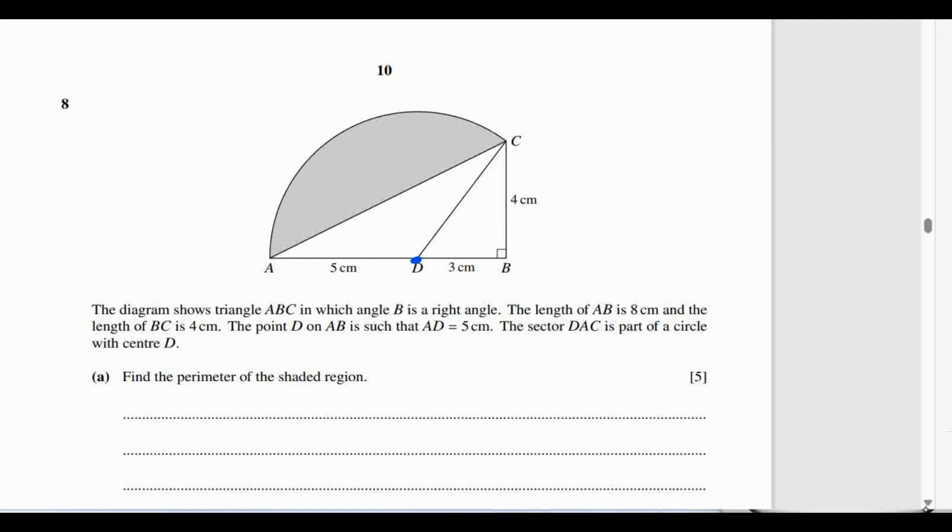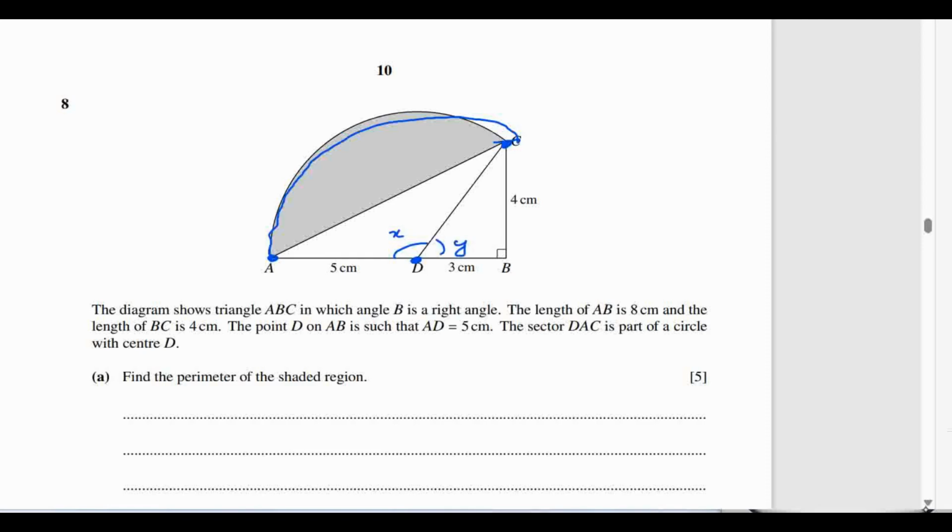Now for the perimeter of the shaded region we need three things. The first one is the length of this line AC, and the other thing we just need is this arc length. For the arc length, we just need this angle. Now, how can we find this angle? So first of all, let's write it as x and this one as y.